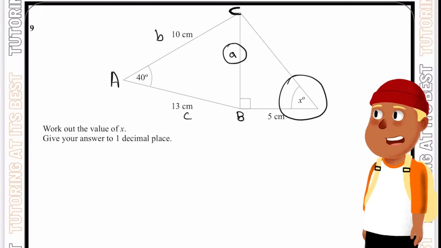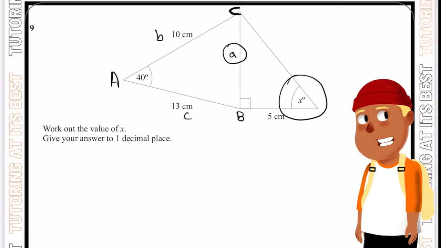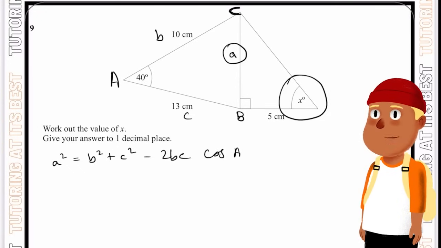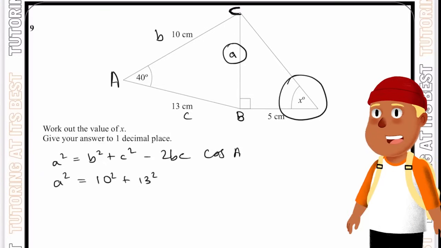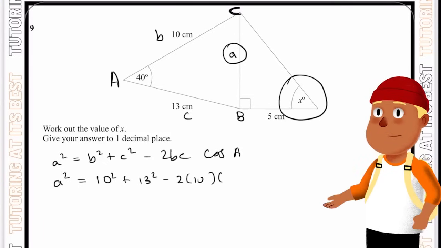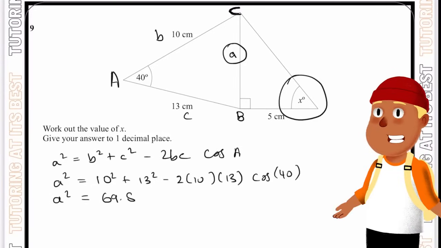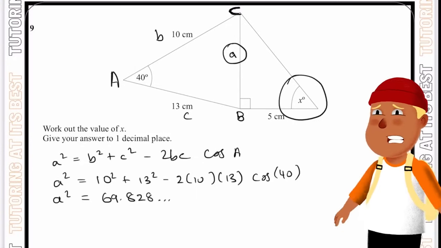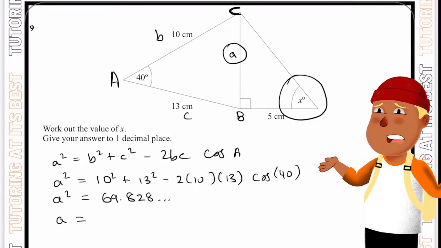Well, the first thing I'm going to do is go ahead and use my formula, and that's going to be a squared equals b squared plus c squared minus 2bc cos A, because we are given our angle. I'll then go ahead and substitute this in, which means a squared equals 10 squared plus 13 squared minus 2 times 10 times 13 cos 40. That there gives me 69.828.